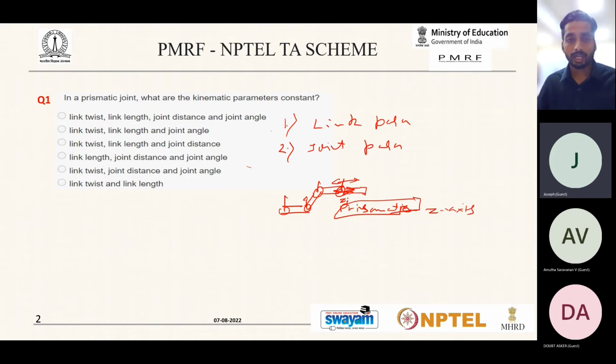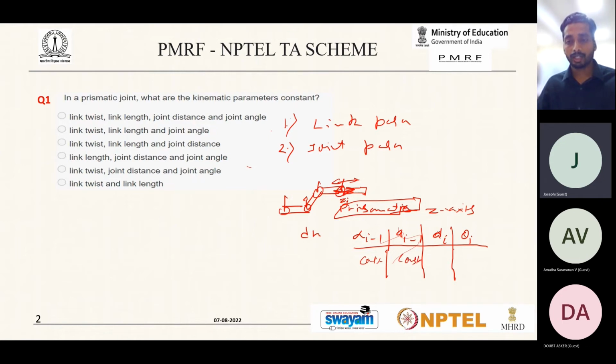So in that case, what are the constants? As we know, in DH parameters we have alpha i minus 1, a i minus 1, di and theta i. Alpha i minus 1 and a i minus 1 are geometric, so they will not change even with the prismatic joint. So this will be constant, and this will also be constant.